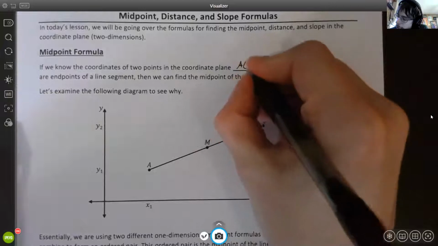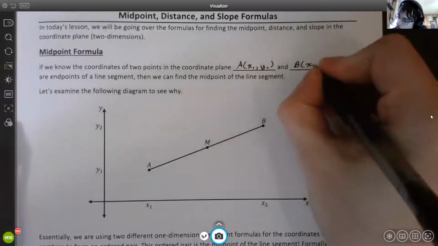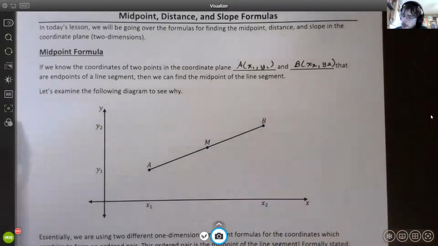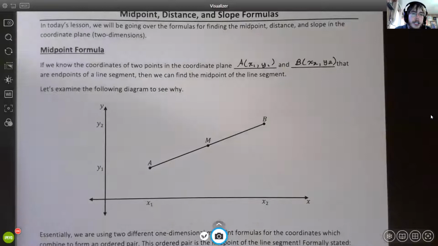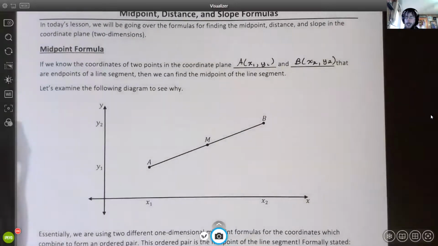label these as A, x1, y1, and B as x2, y2, that are endpoints of a line segment, then we can find the midpoint of the line segment. So let's evaluate the following diagram to see why. As we talked about with midpoints, a midpoint is the halfway distance in a line segment, right? So it's your halfway point, it's the middle.